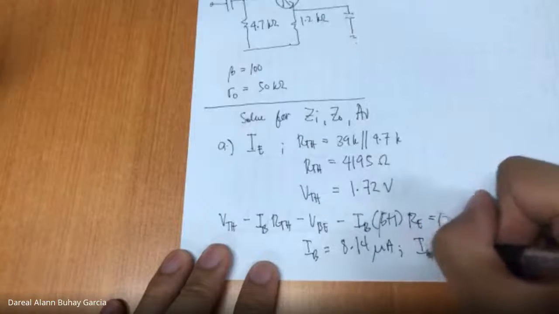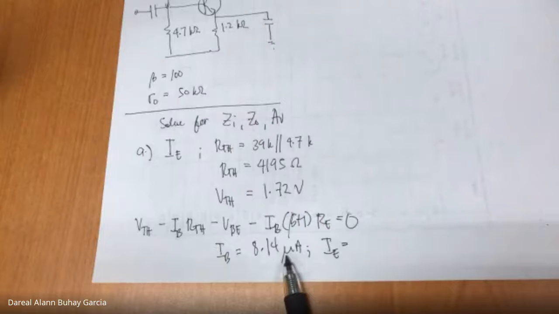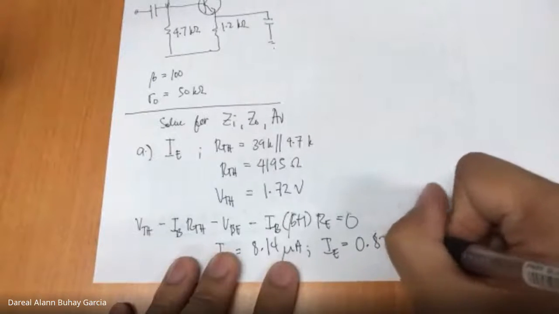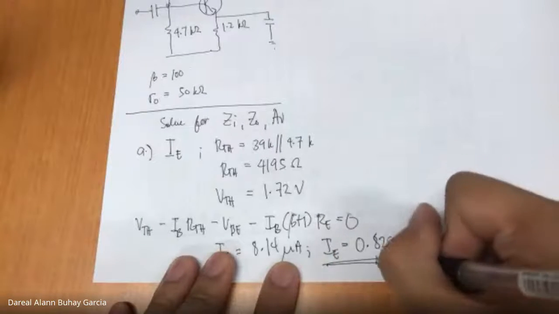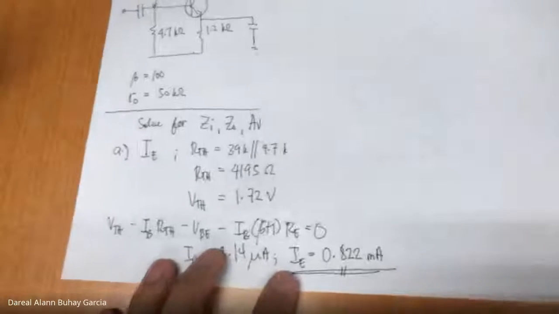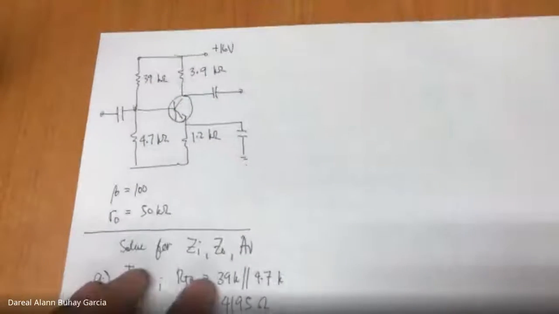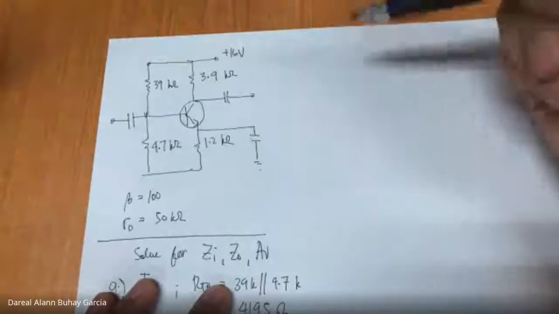Therefore, IE is equal to, just multiply by 101, 0.822 milliamperes. So we now have IE.